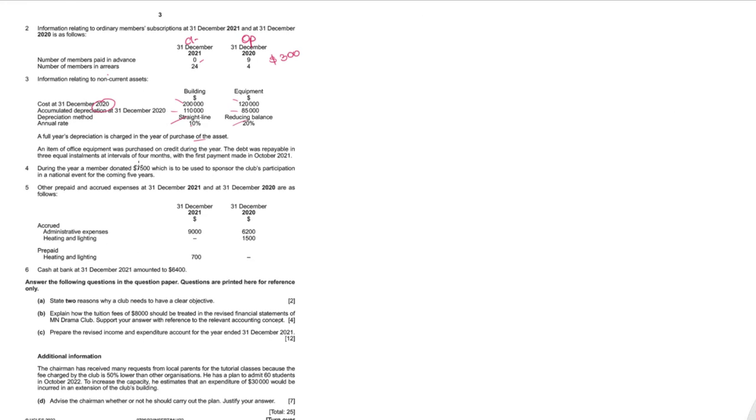Then during the year, a member donated 7,500, which is to be used to sponsor the club's participation in a national event for the coming 5 years. This becomes a specific donation. So donations are of 2 types, general donation and specific donation. General donation, where the donor does not specify the use of the funds, can be treated as a revenue receipt and put in the income and expenditure account. But specific donation is when the donor specifies a purpose.